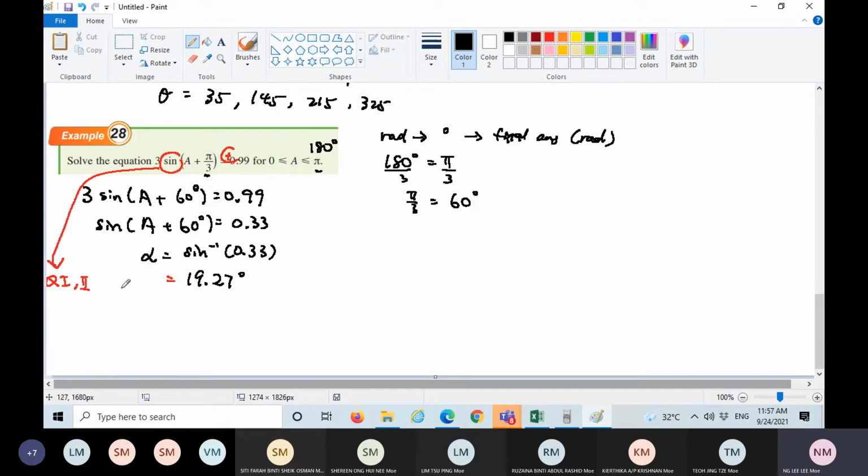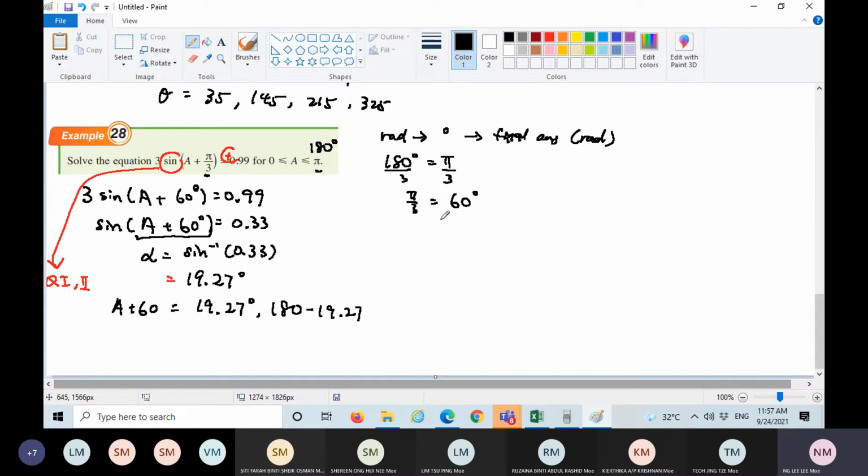Next, first and second quadrant. So now I don't write this is theta, I have to write this one. Same like just now, if that one is 2 theta, then you write 2 theta. Now this is A plus 60, so I have to write A plus 60, is equal to, this is in the first quadrant. Then one more is in the second quadrant. For the second quadrant you use 180 minus.